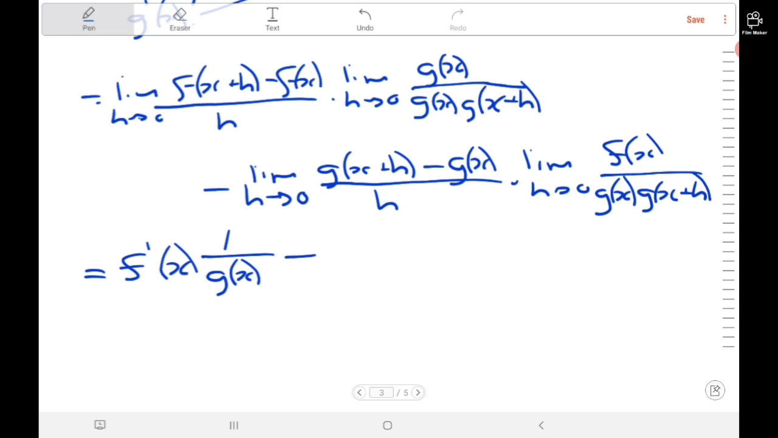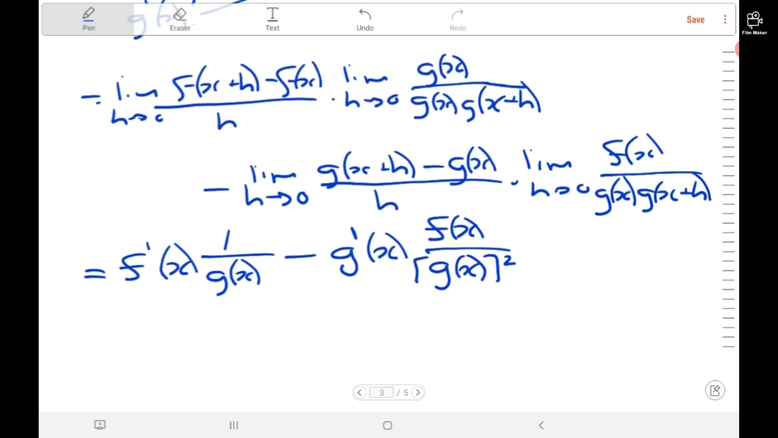Now we have the limit as h goes to 0 of g of x plus h minus g of x divided by h. That is, again, by definition, the first derivative, but this time of g. And the other term in this product, we have as h goes to 0, f of x divided by g of x times g of x plus h. Now, once again, g of x plus h tends towards g of x. So this will give f of x divided by g of x squared. So now we don't have any limits anymore.